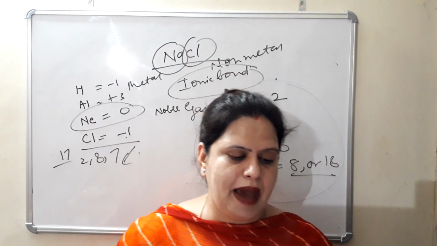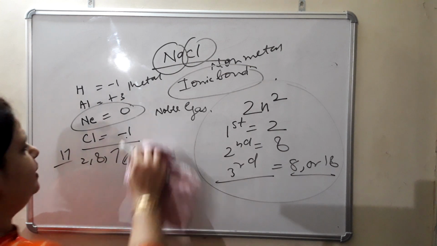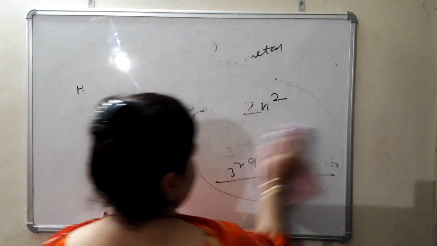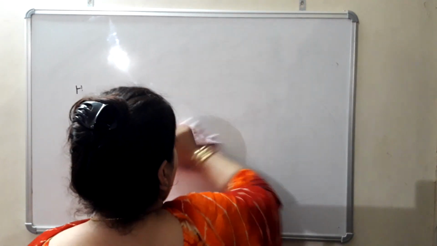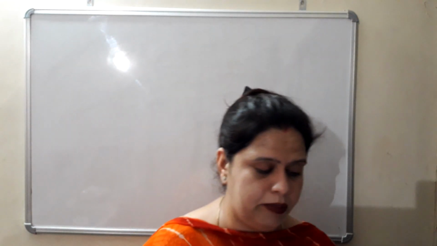The H part is numericals. The atomic number and mass number of a particular element are given, and with the help of that you have to find out the number of neutrons. Very easy. To find the number of neutrons, you subtract the atomic number from the mass number.